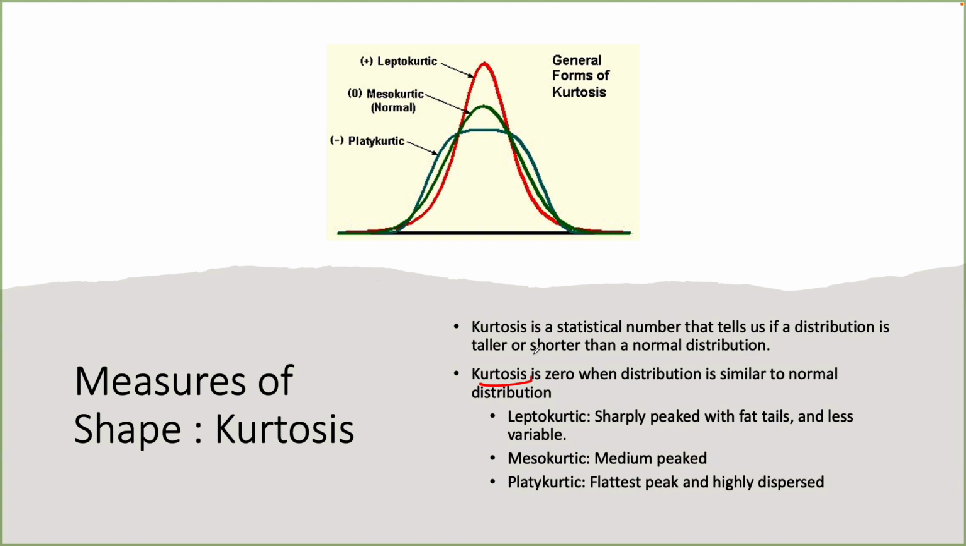Under kurtosis, there are three types of distribution. One is leptokurtic, where we observe a sharply peaked curve with flat tails, and it is less variable, which you see in this diagram with the red color. We have mesokurtic, which is medium peaked. And we have platykurtic, which has the flattest peak and is highly dispersed. All right, so this was about the measures of spread and the measures of shape in our given data set.